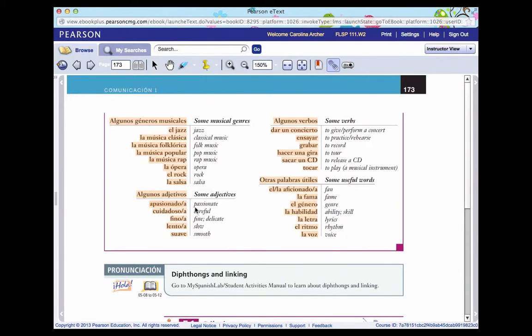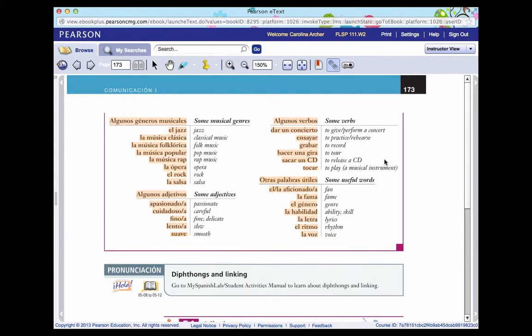Apasionado, passionate, or apasionada. Remember that adjectives have to agree in gender and number. Cuidadoso, careful, or cuidadosa. Fino, fine or delicate, or fina. Lento, slow, or lenta. Y suave, smooth.